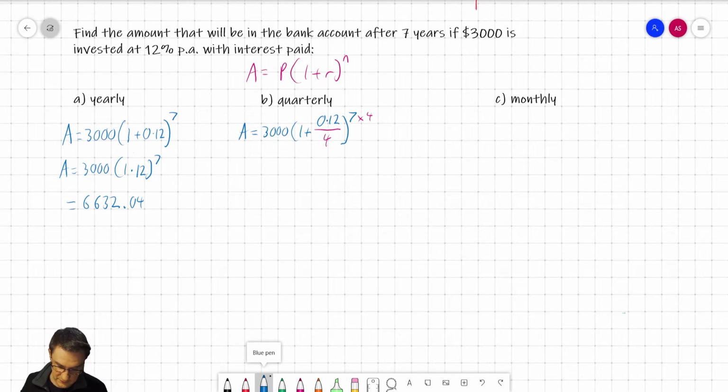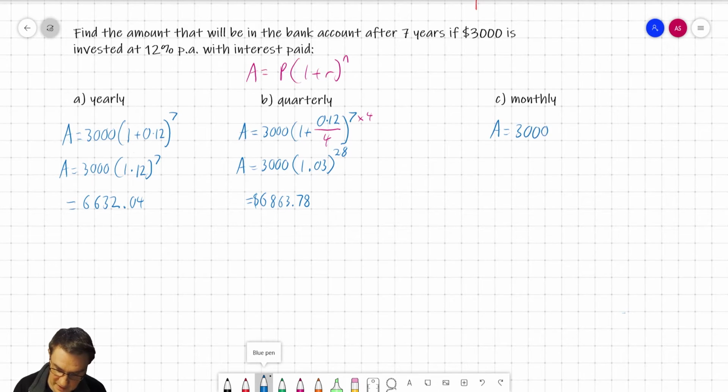So as we work this one out now, what we end up with is A equals 3,000, and this instance is going to be 1.03, and it's going to be to the power of 28. So in this interest here, we're going to have $6,863.78. So you'll notice here we've got that extra interest which has been earned just by having the interest calculated more frequently. And so it's compounding a bit quicker here. Now let's move on to monthly.